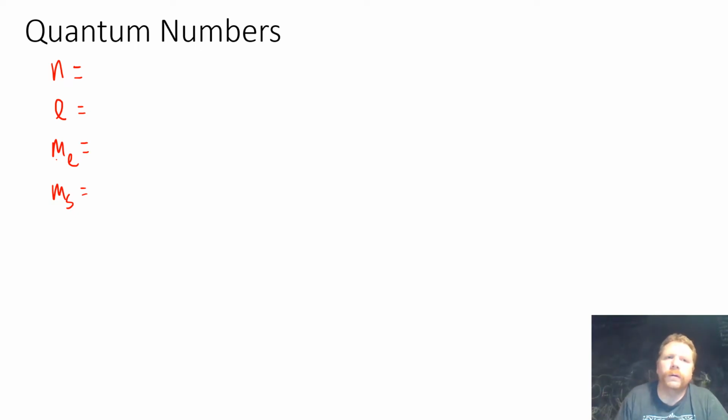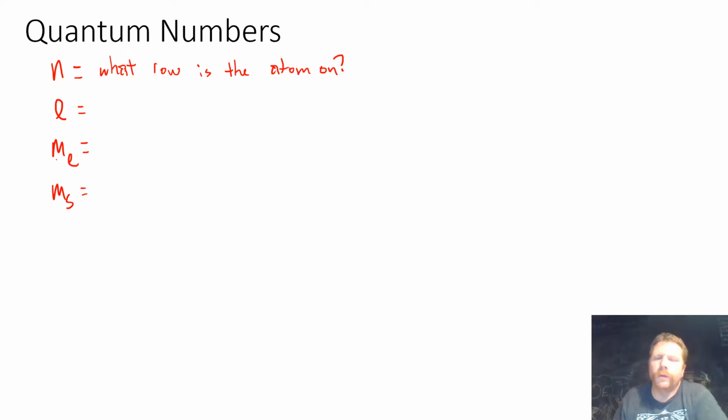So n, your principal quantum number, is going to come from the periodic table. Basically, what row is the atom on? And what we have to think about is this is going to give us all of the possible quantum numbers. So if we look at n for something like hydrogen, n equals 1. Now if we look at n for lithium, lithium is in the second row. So lithium has n equals 1 and n equals 2, because we're talking about all of the electrons within a lithium atom.